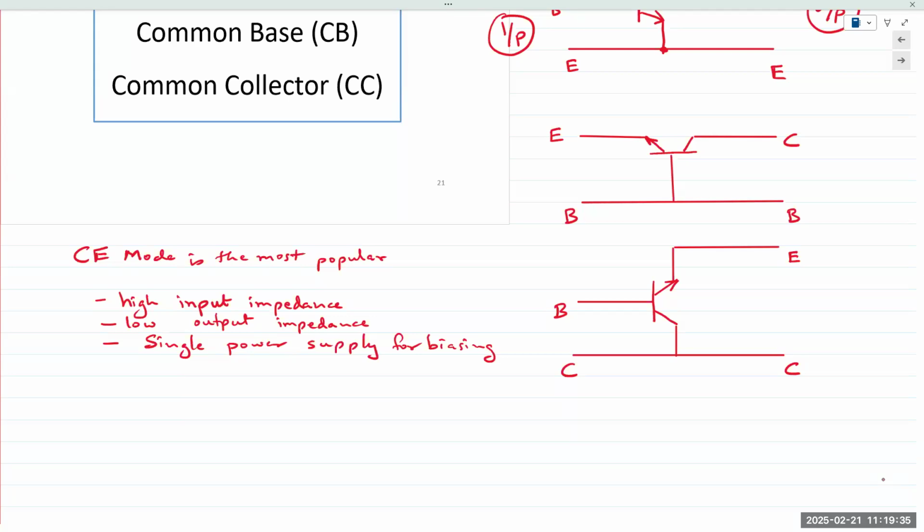So the next few slides, our discussion would be for the CE mode of a BJT, CE operating mode. So far, so good.